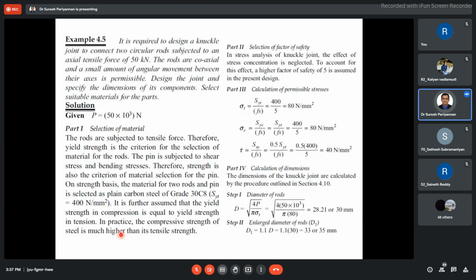This is the selection of material with respect to components, and what stress components are involved. Now I come to the selection of factor of safety. How to choose the factor of safety?